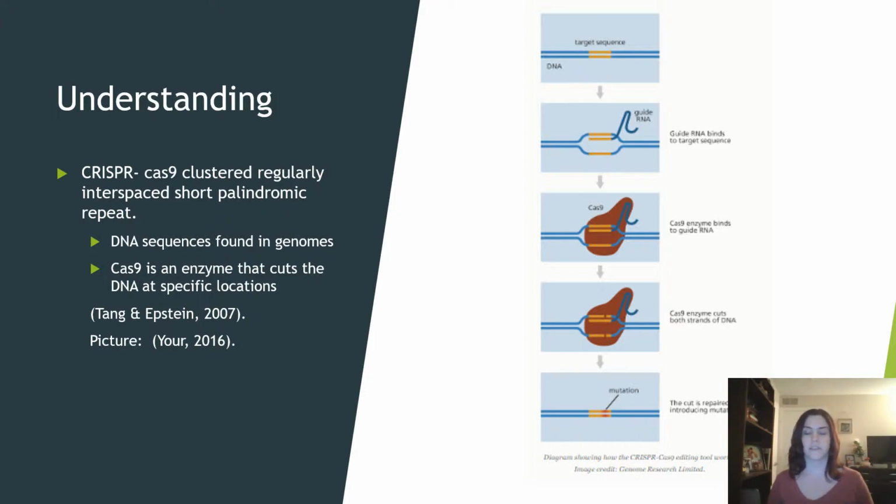Over on the right is a picture of how this actually happens. There's a targeted sequence of DNA, and then essentially that DNA is cut. The cas9, which is the enzyme, surrounds it, and then other DNA can be put in its place. And this is how we can modify genes all of a sudden very quickly.